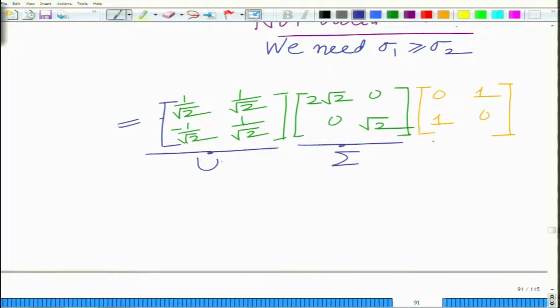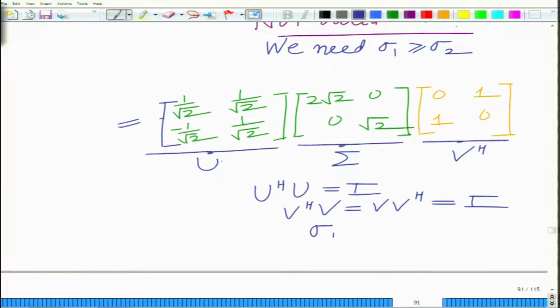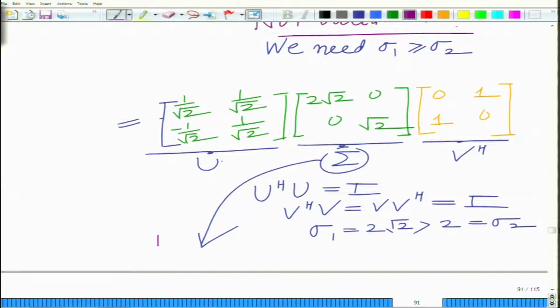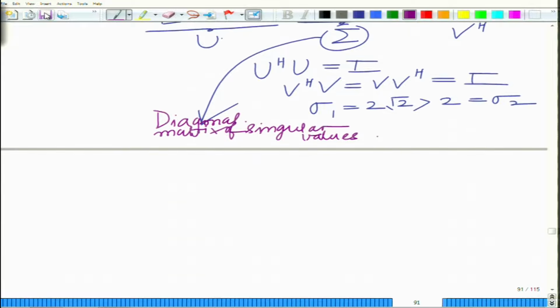And this is now your matrix U, this is now the matrix V, this is now the matrix V Hermitian, and you can see now it satisfies all the properties. For instance, U Hermitian U equals identity, V Hermitian V equals identity, and sigma 1 equals 2 square root 2, which is greater than sigma 2 equals square root 2. So, singular values are arranged in decreasing order, and this is the diagonal matrix of singular values, and now we have to do optimal power allocation.